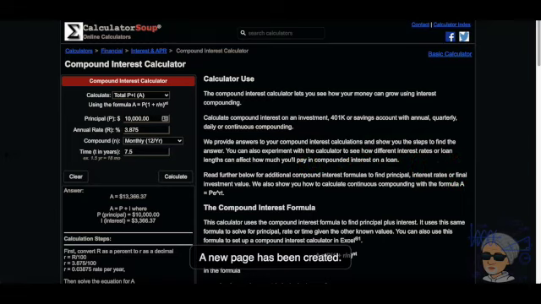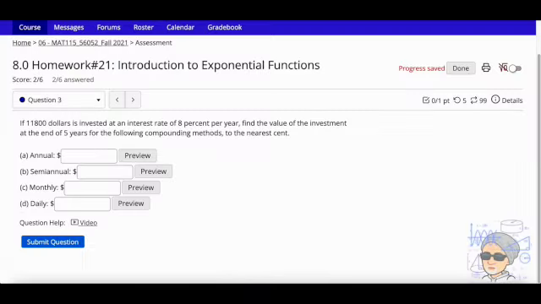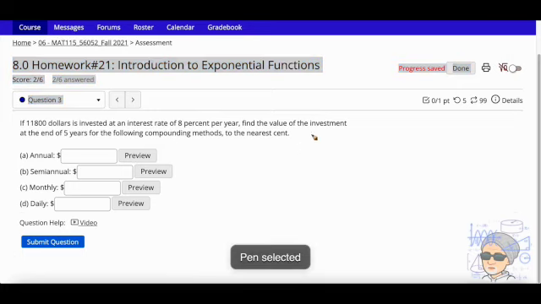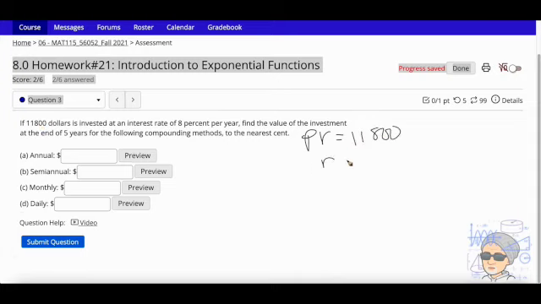So I'm going to go here, and I'm going to put in my values. Okay, so the present value in this case, remember PV, I'm going to try again. PV is equal to $11,800. Okay, the interest rate is going to be 8% per year, which you should immediately divide by 100 to get the correct decimal value of 0.08. And t appears to be 5. You're usually going to find yourself having to solve for one of these things, and it gives you the rest of them.